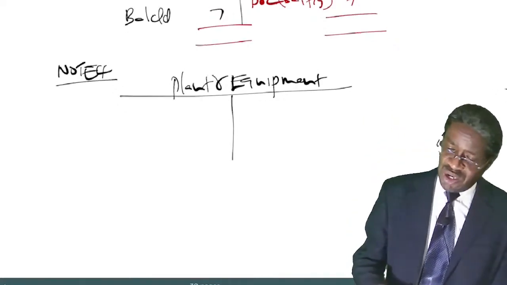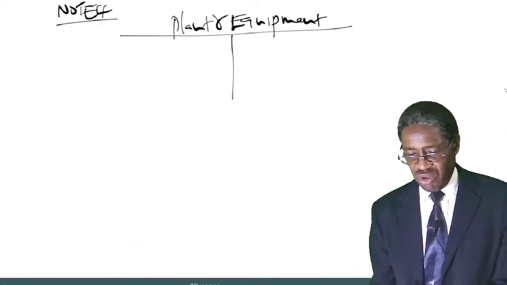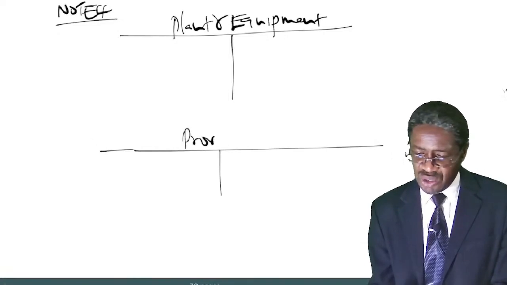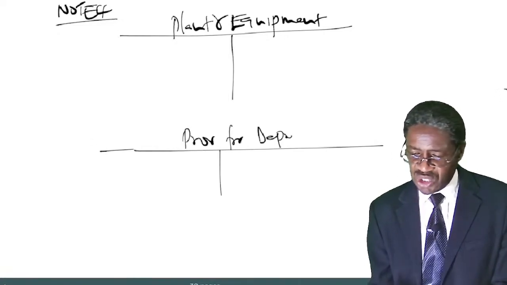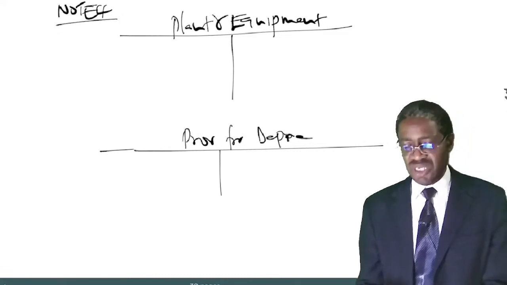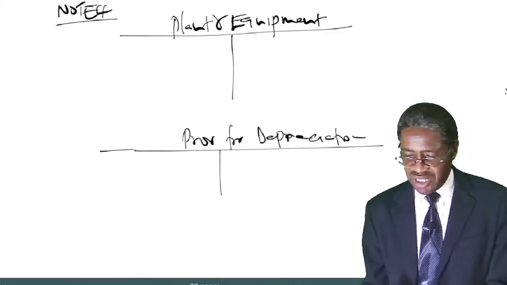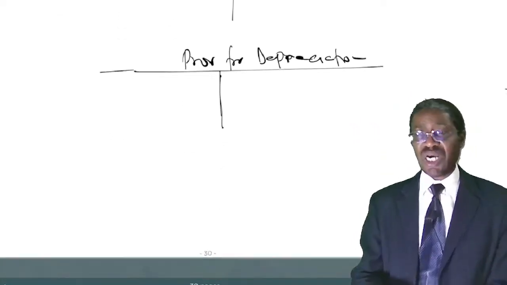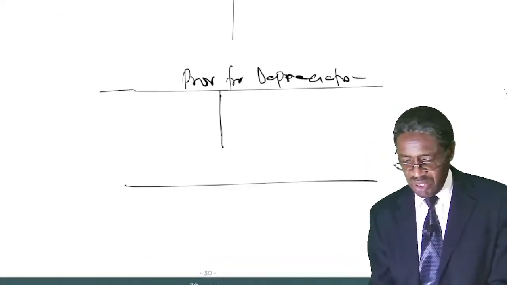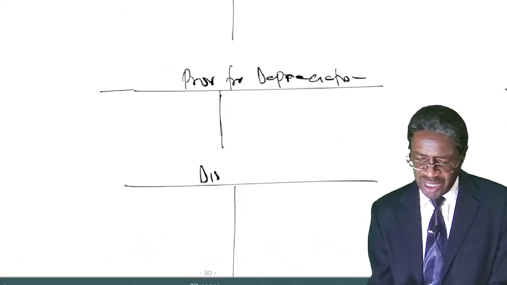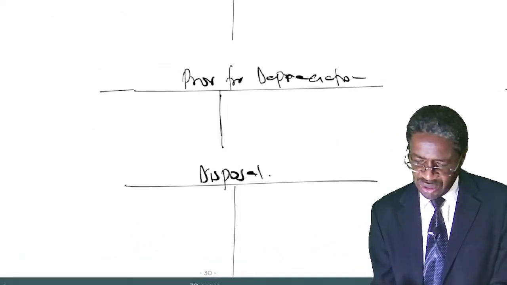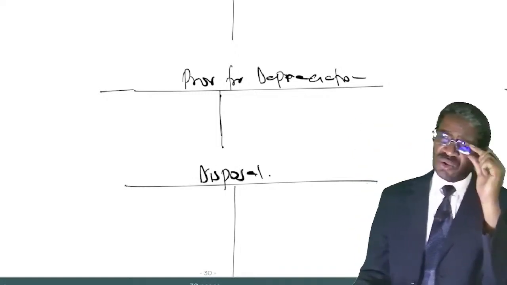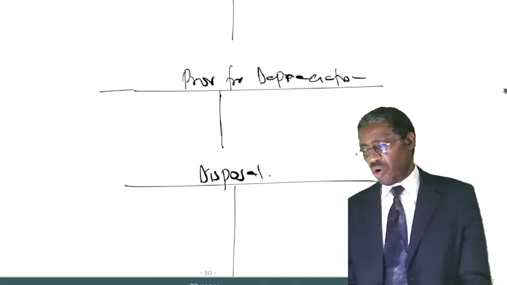Another account you normally open, if you remember your financial accounting, is an account called provision for depreciation. So open it, make it about 4 lines also. The other account you used to open was an account called disposal. Good. So those are the various accounts that you used to open.